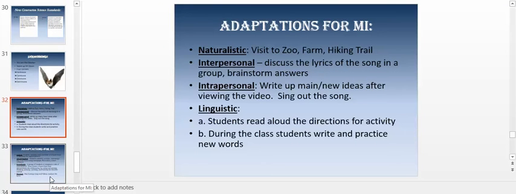The following adaptations for the multiple intelligences can be used. Again, visiting a farm, a hiking trail, or a zoo would be a great way to learn about animals. I also played a song which talked about animal survival, ecosystems, and the hierarchy in the food chain, and we could discuss the lyrics of the song in a group and brainstorm some answers or ideas. Students could activate the interpersonal intelligences by writing up the main new ideas after viewing the video. They could also read aloud the directions for the activity and practice new words.